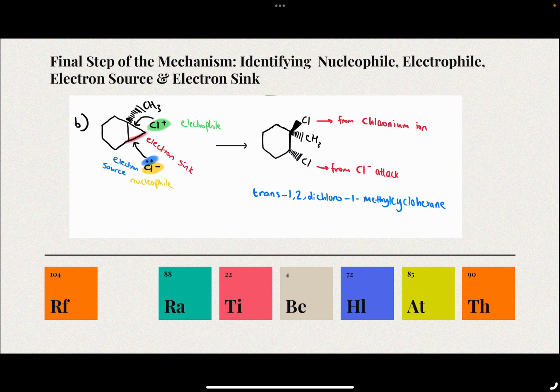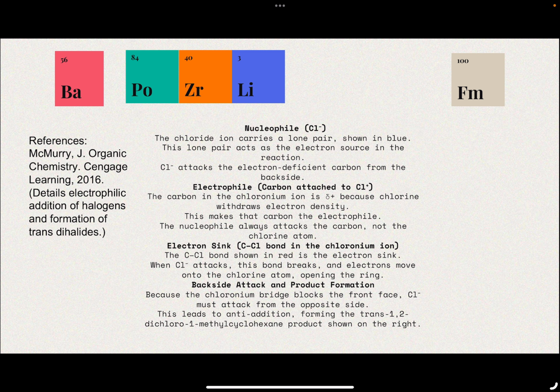This is the final step of the mechanism, identifying nucleophile, electrophile, electron source, and electron sink. So the nucleophile, the chloride ion, carries a lone pair shown in blue. This lone pair acts as an electron source in the reaction. Cl- attacks the electron-deficient carbon from the backside.